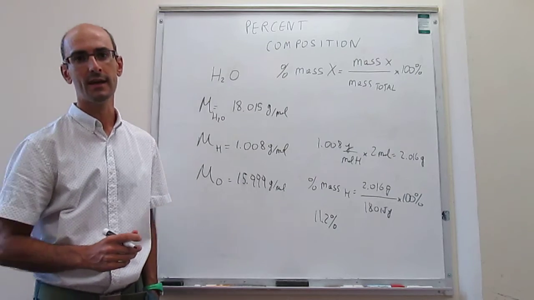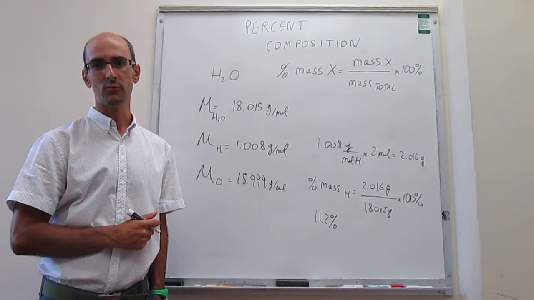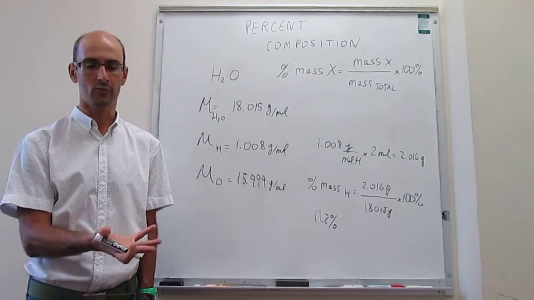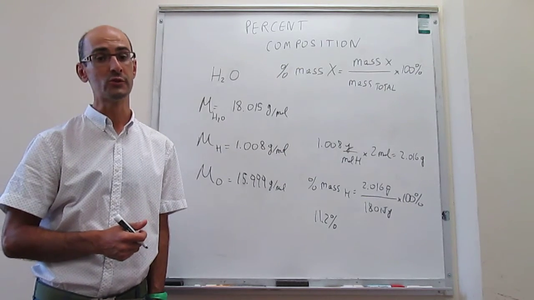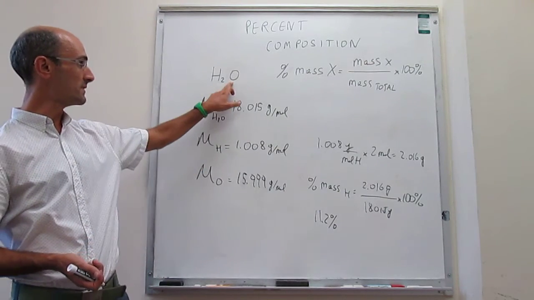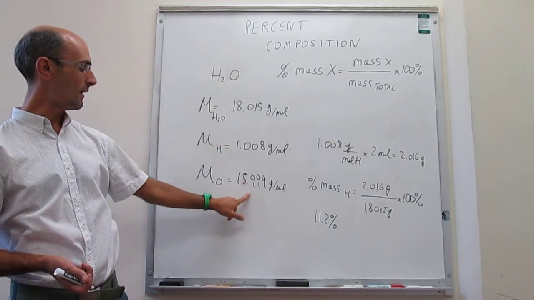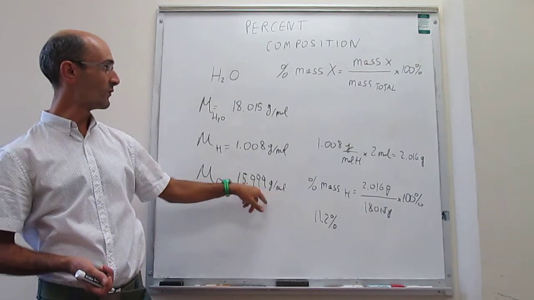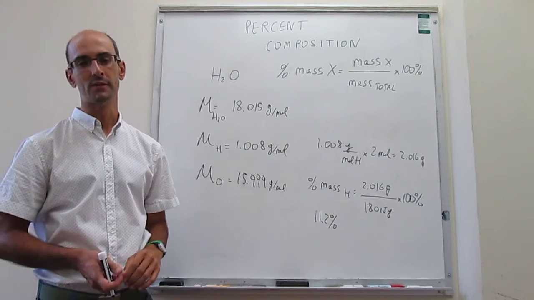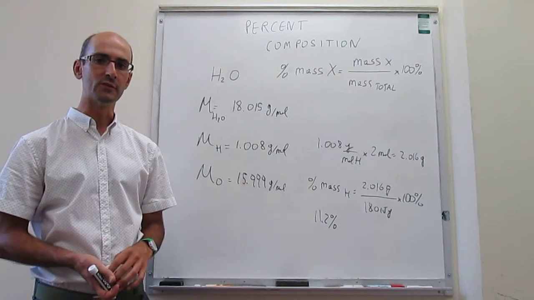So if you take a sample of water, it will turn out that 11.2% of the mass of that mole of water, or that sample of water, would be due solely to hydrogen atoms. Now we could actually do the same thing for oxygen. So we would take the molar mass of oxygen multiplied by the number of moles, which is just 1, and then take that mass, divide over the molar mass of water to get the percent composition in oxygen.